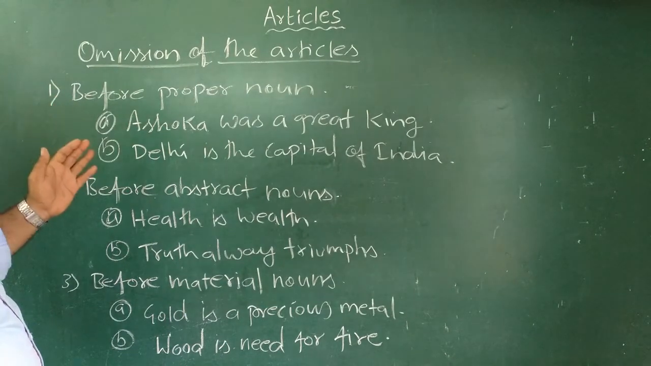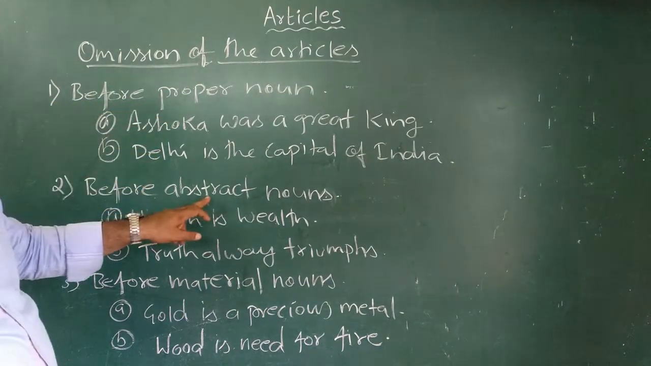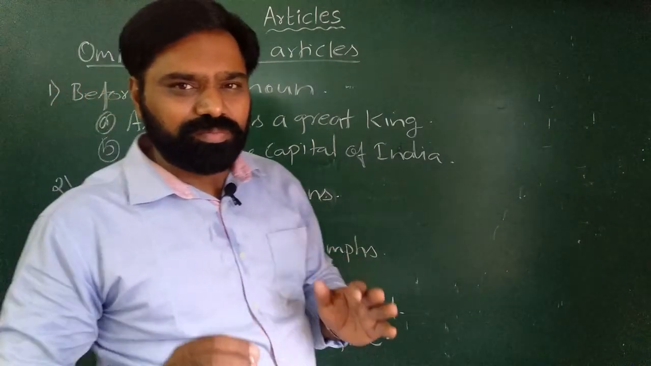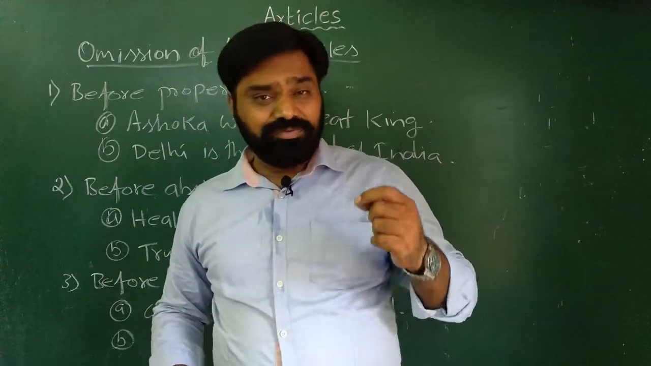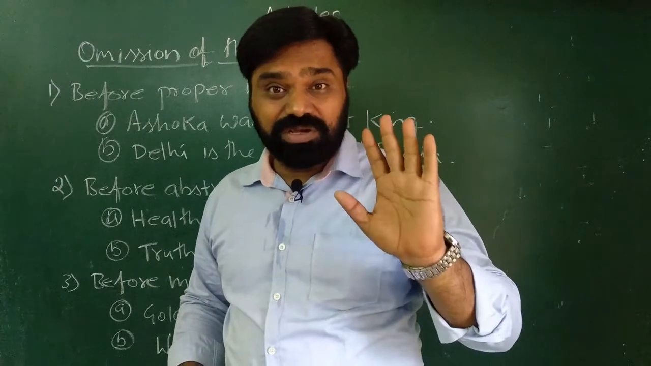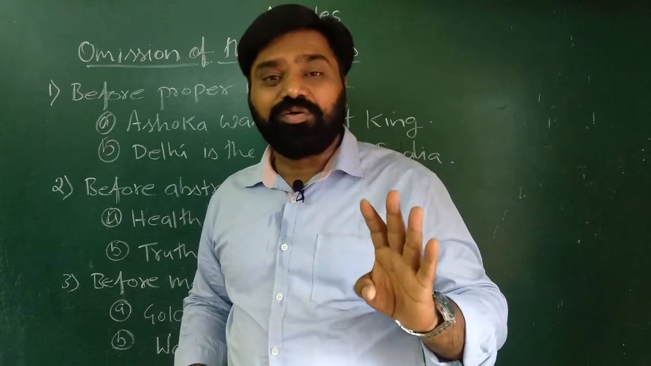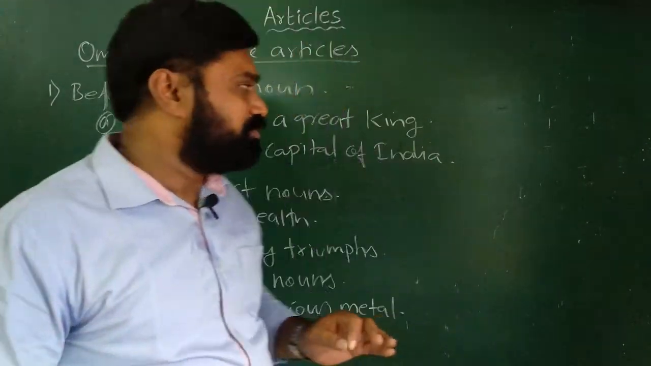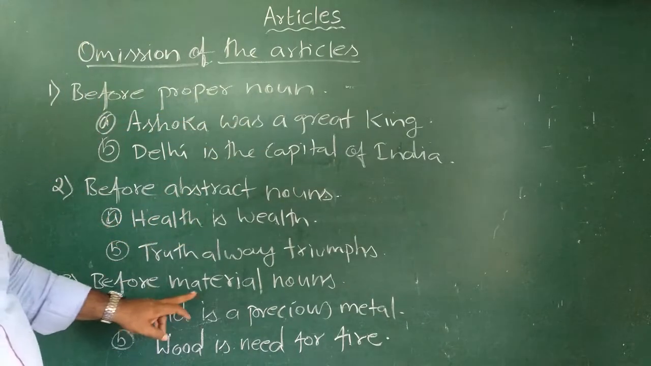We should never use articles before a proper noun or before an abstract noun or before a material noun. Now this is a common thing which we should understand, because at the very beginning we learned that we use articles before a common noun. Generally nouns are of 5 types. We have proper noun, common noun, collective noun, material noun and abstract noun. So we should not use an article before a proper noun, before an abstract noun or before a material noun.